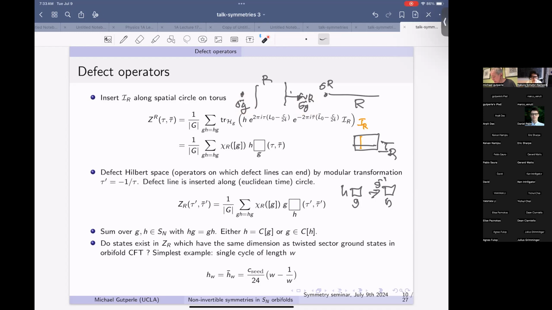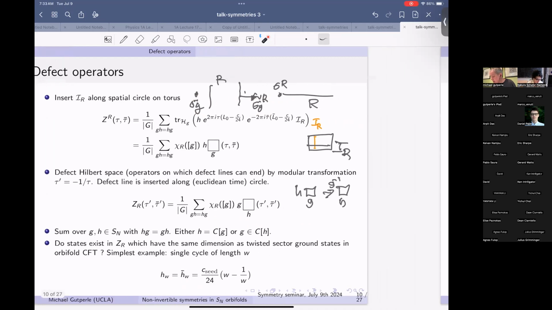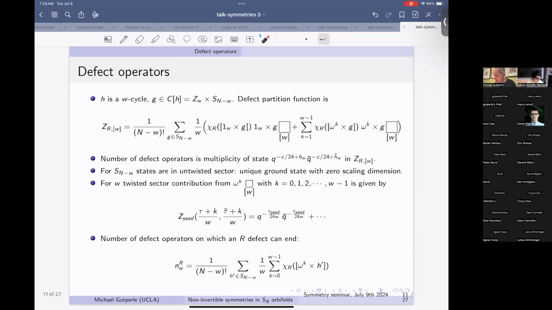twisted sector ground state. So the question we're looking for is whether these states, in a given conjugacy class, appear in this partition function. Again, we're not doing the most general analysis here. Just for simplicity, we'll look at the conjugacy class where we have a fixed W cycle. But remember that H now labels the conjugacy class.